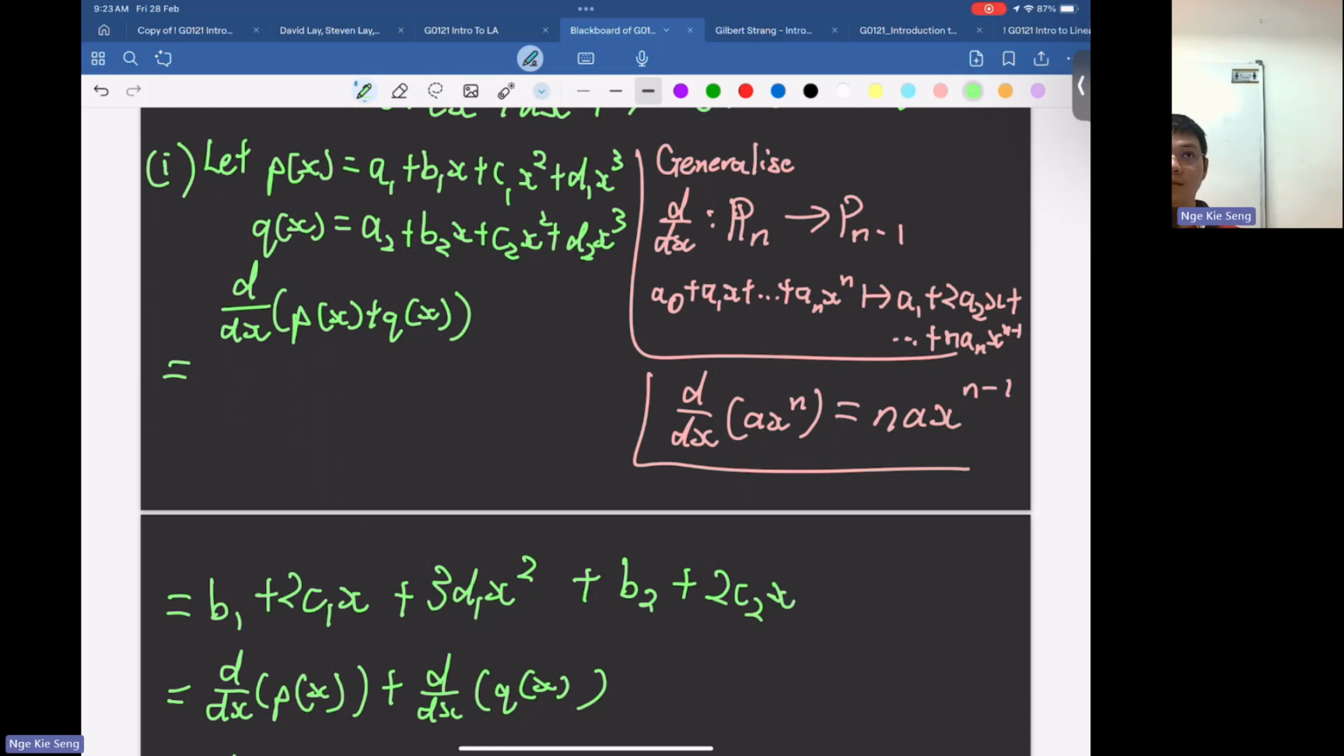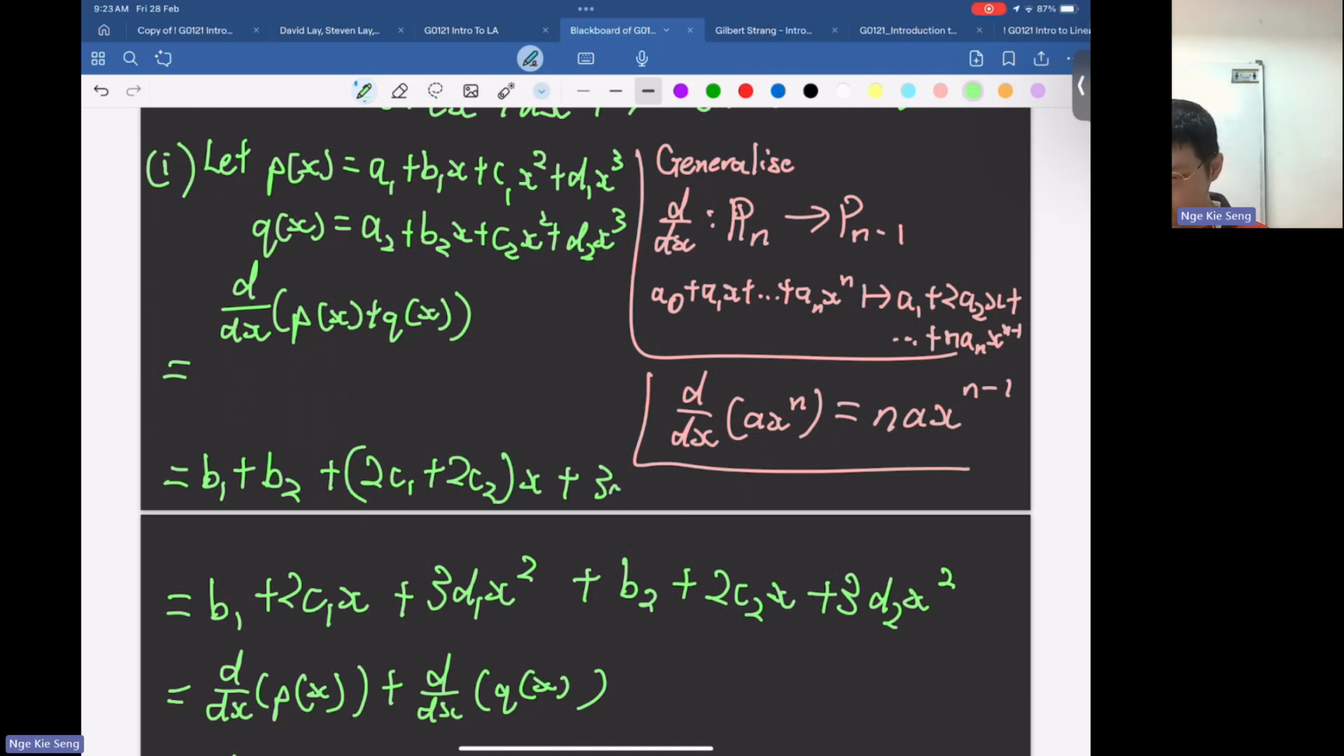How to differentiate Q(x)? C2 x plus 3 D2 x squared. Good, very good. Okay, so we do to this stage. So what can you see here? One thing you can do is group the terms with the same degree, right? So we put b1 plus b2 plus 2c1 plus 2c2 times x plus 3d1 plus 3d2 times x squared like that. Okay, so the problem is, is this equal to the derivative? We call it the derivative of p(x).